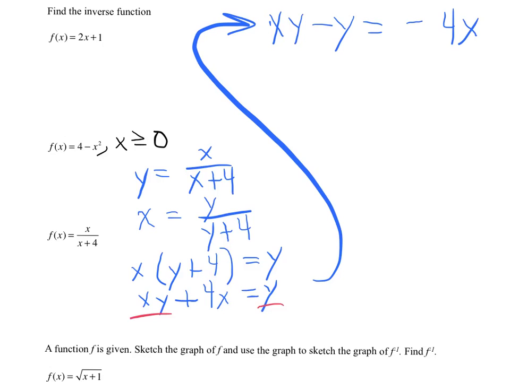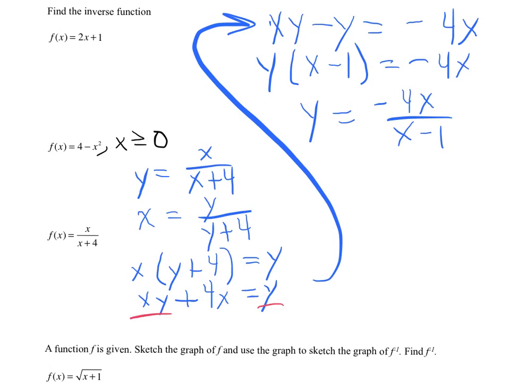Now we're going to factor the y. So we have y times x minus 1 equals negative 4x, and now we just have to divide by x minus 1. So y is equal to negative 4x over x minus 1, and that's our inverse function. This is the inverse of f of x. So f inverse is equal to negative 4x over x minus 1.